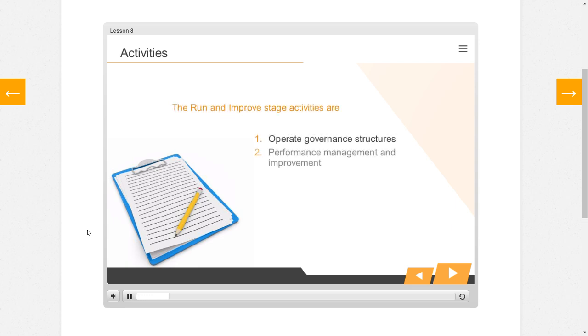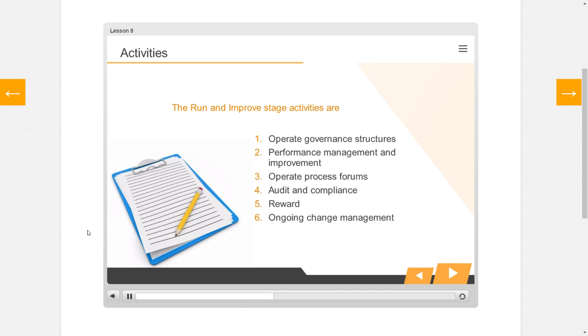Here, you can see the activities that take place during the Run and Improve stage. Governance establishes policies and ensures they are adhered to. We will study the governance boards that fulfill this role in the SIAM model when we look at roles and responsibilities later in the course. We'll also look at the process forums and working groups that are part of the management structures that are operated during this stage.